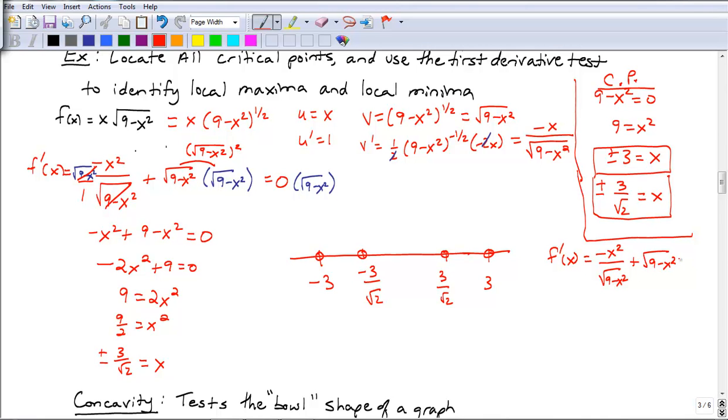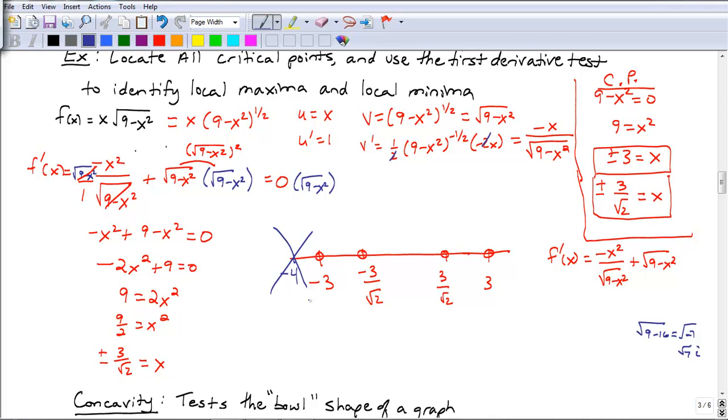I'm checking for increasing, decreasing. So, if I plug in negative 3 into the derivative, it's undefined because I get a 0 in the bottom. What if I take a point like negative 4? If I plug negative 4 in there, I get the square root of 9 minus 16, which is the square root of negative 7. That's root 7i. I can't graph that in either place. I can't figure anything out here.